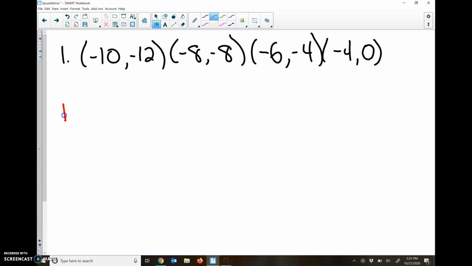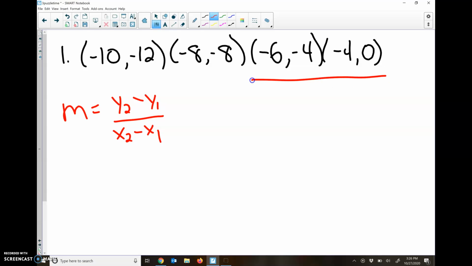And remember, when we're finding slope and we have points like this, we're going to use the formula y2 minus y1 over x2 minus x1. And remember, it really doesn't matter which points we use. I like to use these smaller numbers over here. They're just going to be easier to subtract. And then remember, order doesn't really matter as long as you do it in the same order for both y's and x's. So I'm going to go this way.